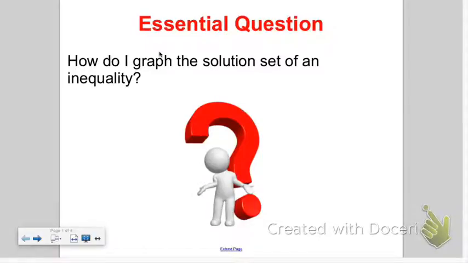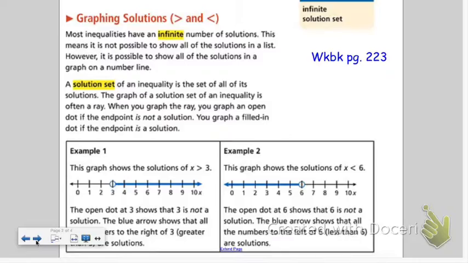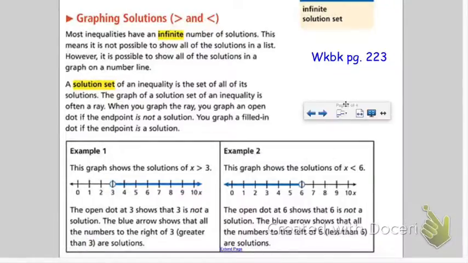We're going to answer the question, how do I graph the solution set of an inequality? So remember, with inequalities, most of them have an infinite number of solutions. That means it's possible to have a lot of different possible answers. So obviously, it's very hard to show all these solutions in a list. However, it is possible to show all of the solutions in a graph on a number line.